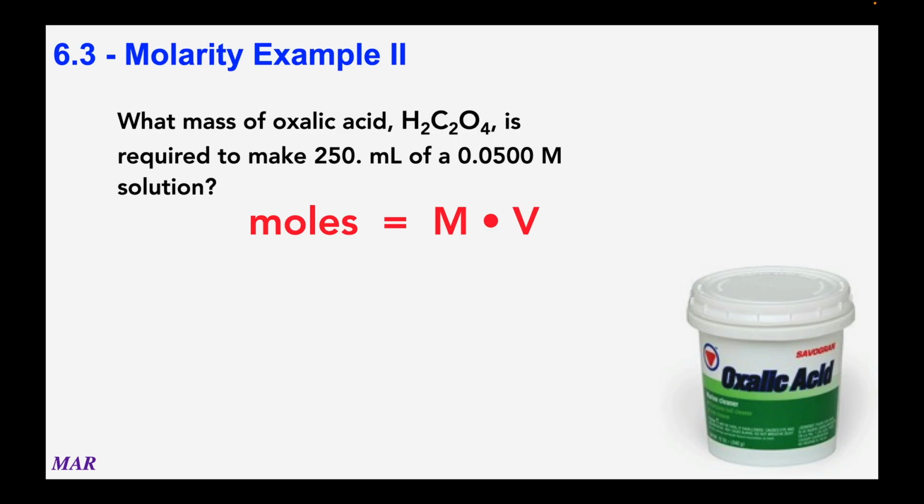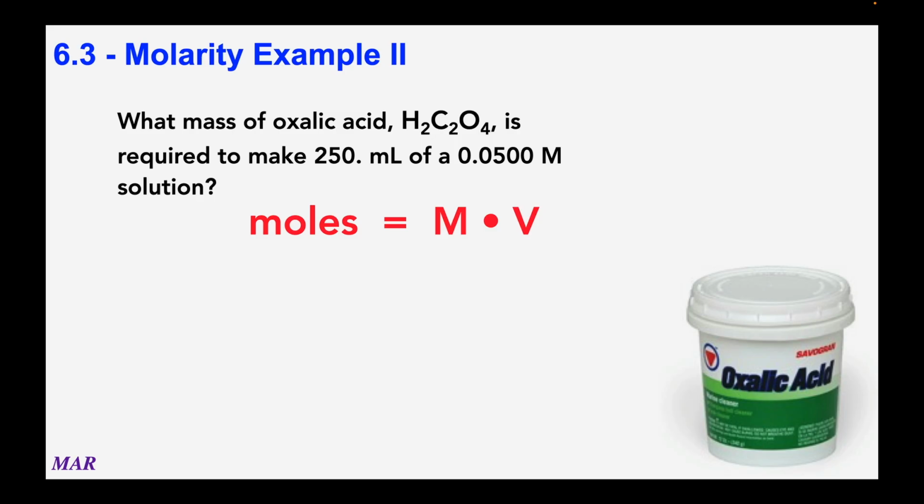Molarity is moles over liters. So moles over liters times liters will give you moles. And that's what we're going to do on this problem. We're going to solve for the moles of oxalic acid that we need. That's going to be molarity times the volume in liters. And from the moles, you can find, using molar mass, the grams of oxalic acid needed.